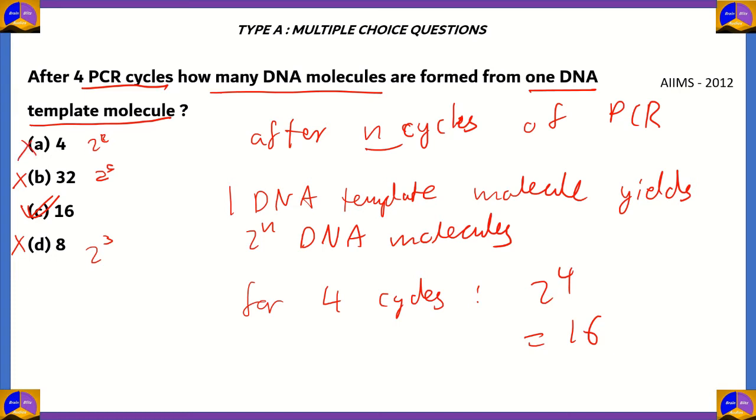The right answer for this question is option C, 16, and we use the formula for finding the number of DNA molecules from one DNA template molecule after n cycles of PCR. So that formula is 2 raised to n, and over here, since we have 4 cycles completed, 2 raised to 4 equals 16 is the correct answer.